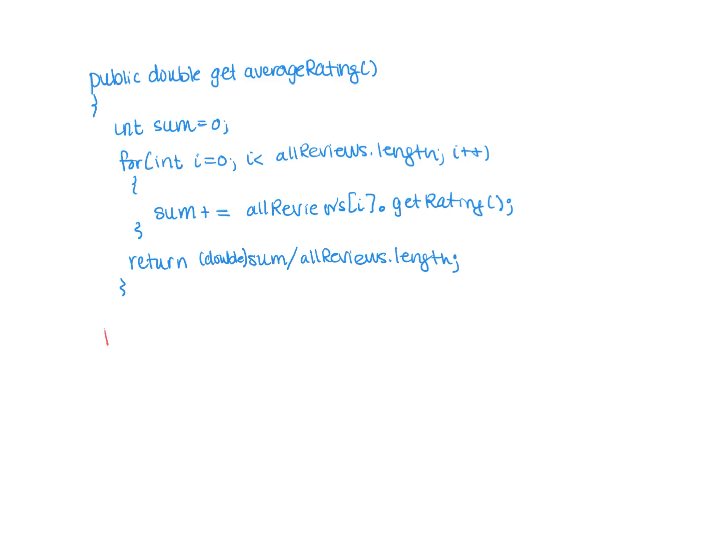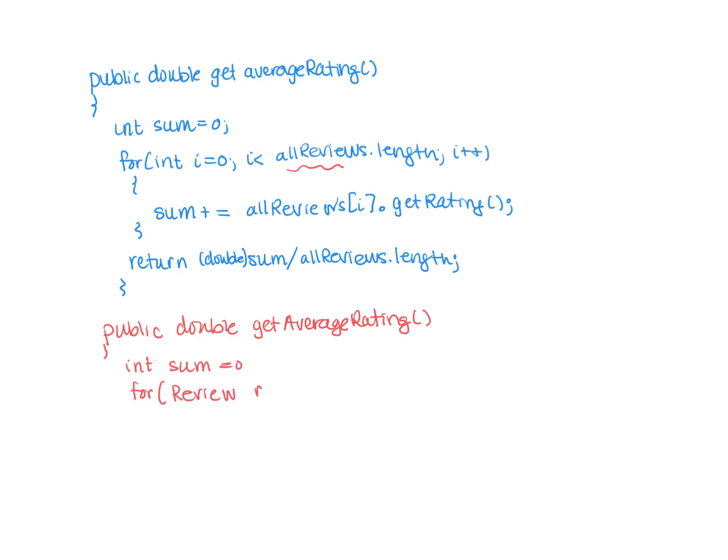Okay, so I'm going to write this with an enhanced for loop because it does look a little bit better. Also called a for each loop. So the method header would not change at all. The int sum will not change. The loop changes, so for. Now we're going to have to write the data type in allReviews, and the data type in allReviews are of type Review. So we're going to grab a Review object, temporarily call it r, coming from the array called allReviews.